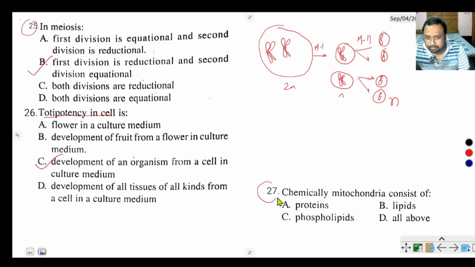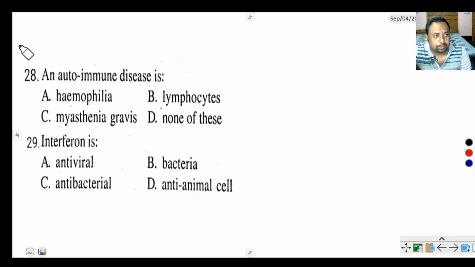Question number 27. Chemically, mitochondria consist of proteins, lipids, and phospholipids. All of the above is the correct option. Question number 28 says an autoimmune disease. Autoimmune disease means our own immune system destroys our own cells. Hemophilia is an X-linked recessive disease.